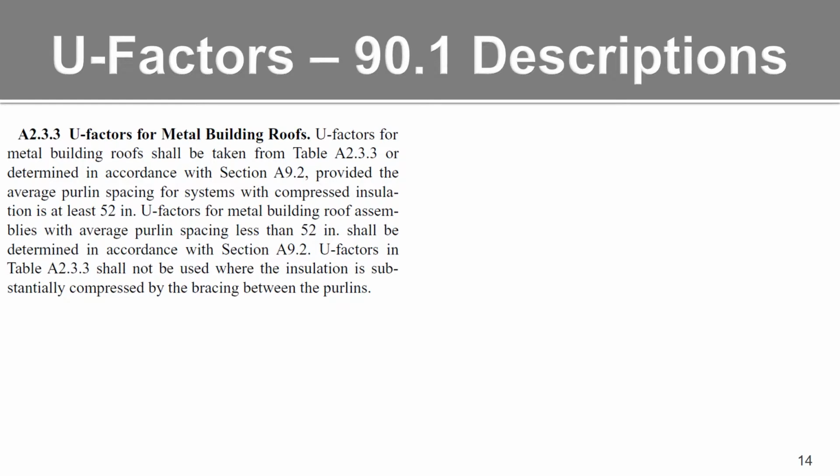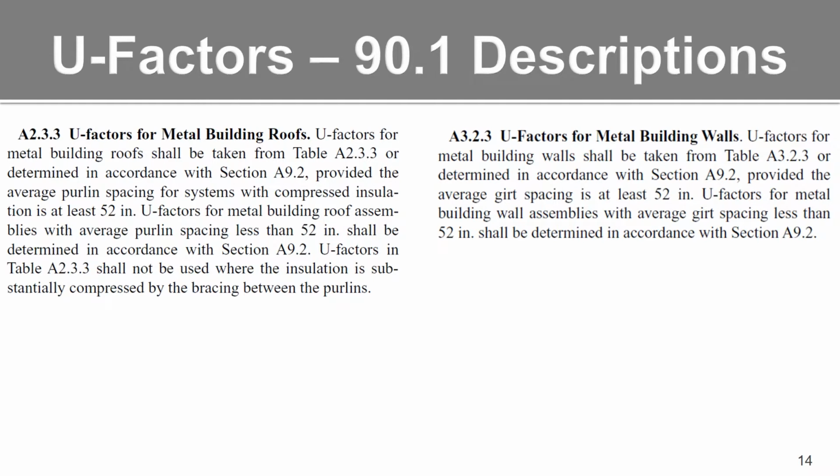Notice it assumes that the roofs, in order to meet the U factors, the purlins are spaced at least 52 inches on center, and the insulation is compressed for the top layer between the purlins and the metal panel. The U factors for metal building walls. It points you to a separate table for metal buildings. You still have other options with Appendix A9. Now this assumes the girts are spaced at 52 inches on center.